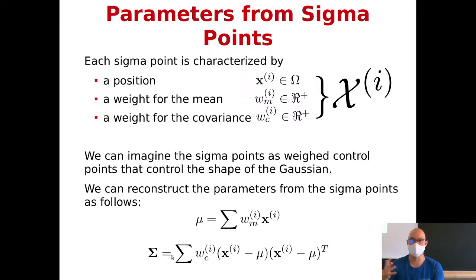Okay, it's very similar to the mean and covariance matrix that you use when you want to recover the parameters from the samples.